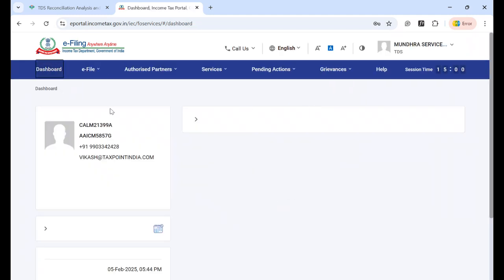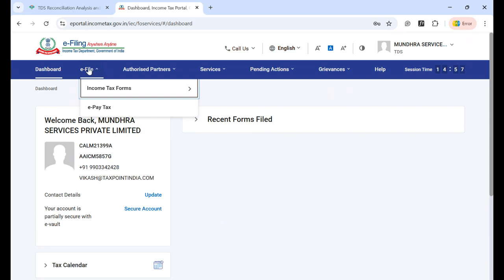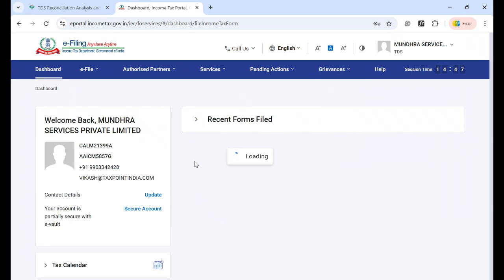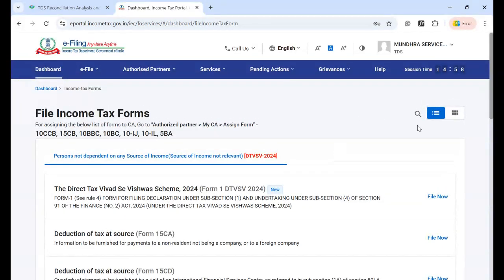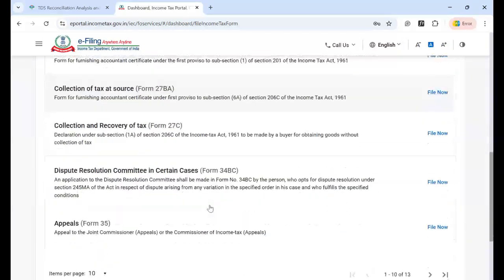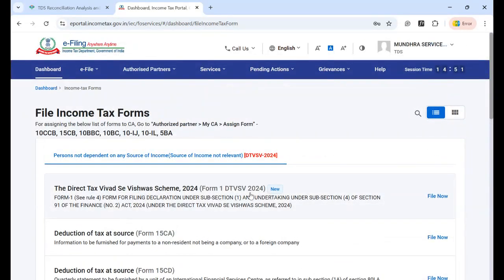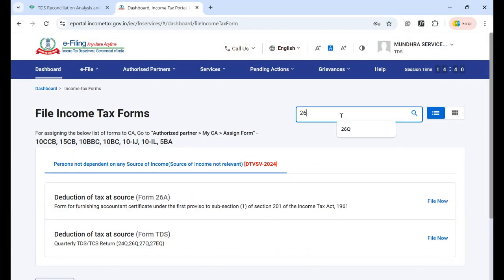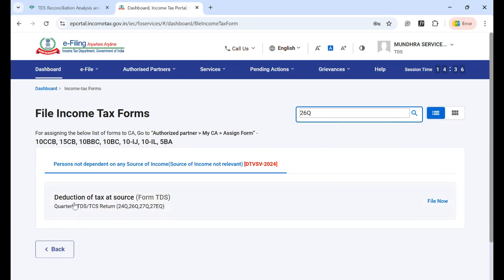After login, you are supposed to go to the e-File tab. Here in e-File, there is the income tax form. We can use File Income Tax Form. From here, which form are we supposed to submit? We are submitting form number 26Q. If it is difficult to search it out, we can take the help of the search button. Type 26Q. Here it is: deduction of tax at source, Form TDS, quarterly TDS/TCS return 24Q, 26Q, 27Q and 27EQ. We are supposed to use this one.